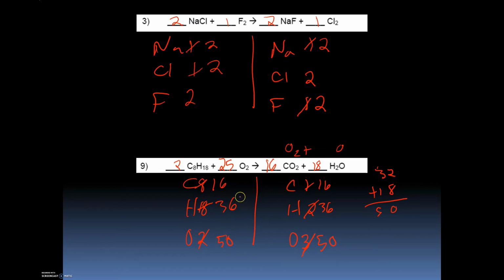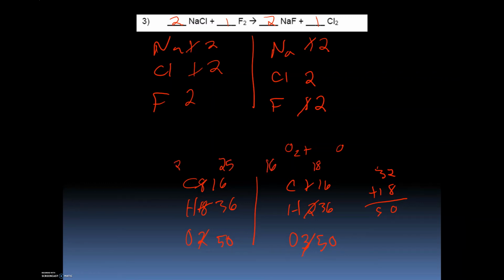So we have 16, 36, and 50. So that's how we work combustion reactions. That's the way I do it. Again, you can learn it a different way, but in the end, what's most important is that the equation is balanced and you have an equal number of atoms on opposite sides.